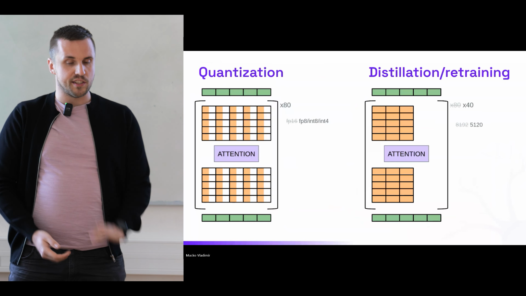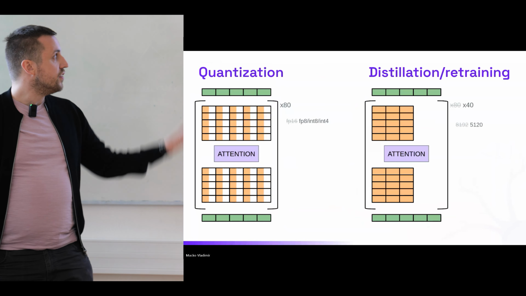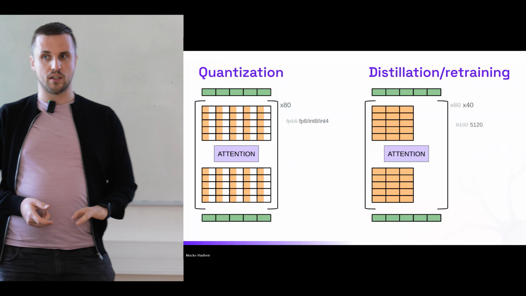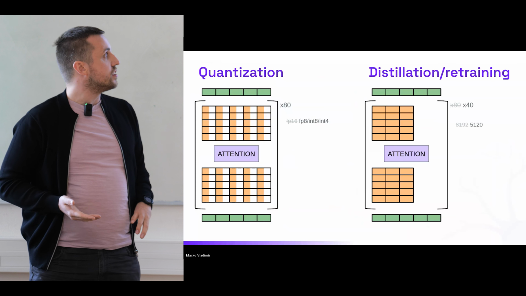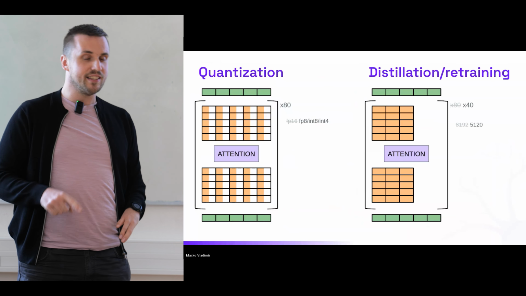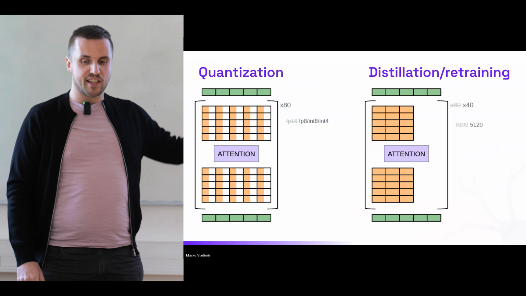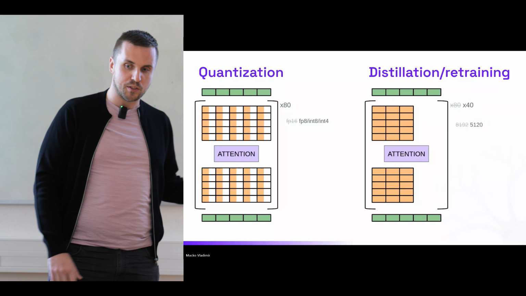Second important technique is distillation or retraining. There we take the architecture of the model and we downscale its parameters. So instead of having a hidden dimension with size 8,000, we have 5,000. And instead of repeating the block 80 times, we do it 40 times.